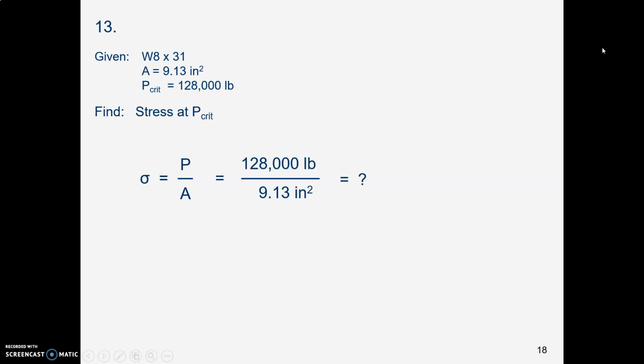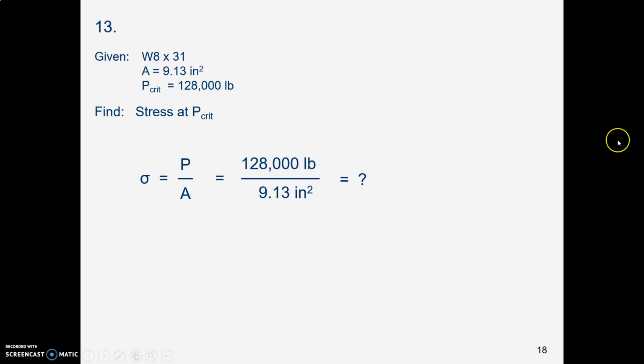So we've got a force of 128,000 pounds. We've got an area of 9.13 square inches. Right off the bat, you can see, oh good, our stress is going to be in units of pounds per square inch, psi, just like we expect. And if you take 128,000 divided by 9.13, I think you will come up with just a little over 14,000 psi, something like 14,020 psi. That is the stress in the steel at that point.